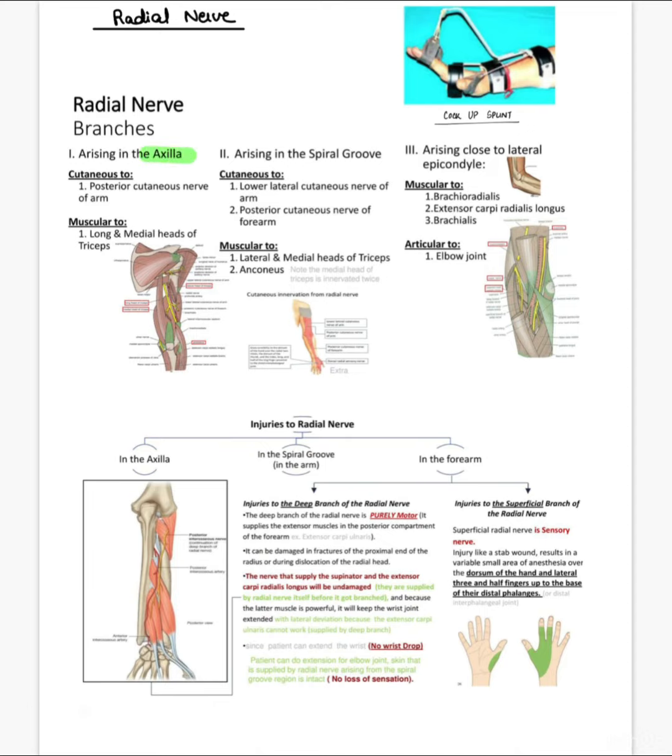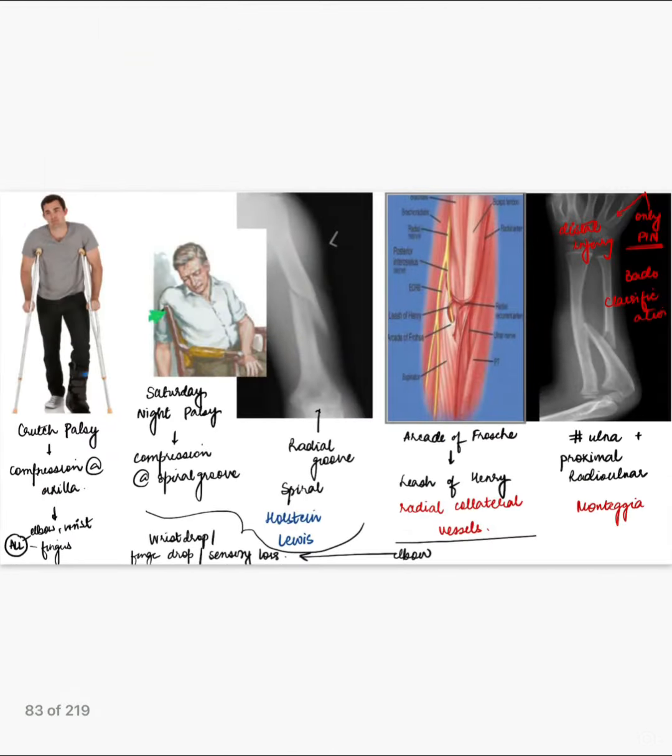Now coming to the radial nerve, guys. In the axilla, we said about the long and the medial head it supplies. In the spiral groove, guys, this is commonly trapped in fracture. They supply the lateral and the medial head and the anconeus. And close to the lateral epicondyle, guys, it supplies brachioradialis, under which the superficial radial nerve, extensor carpi radialis longus and the brachialis, guys. So this is important here, guys.